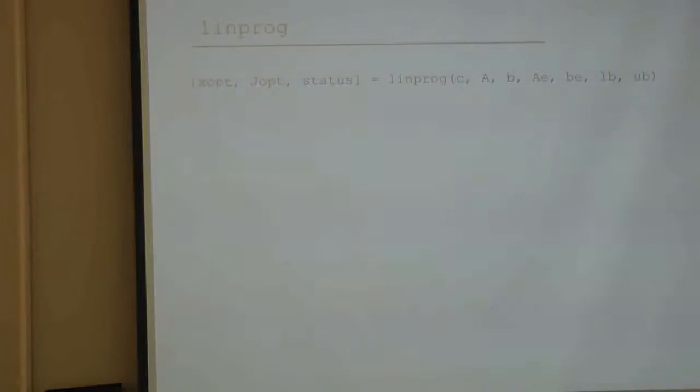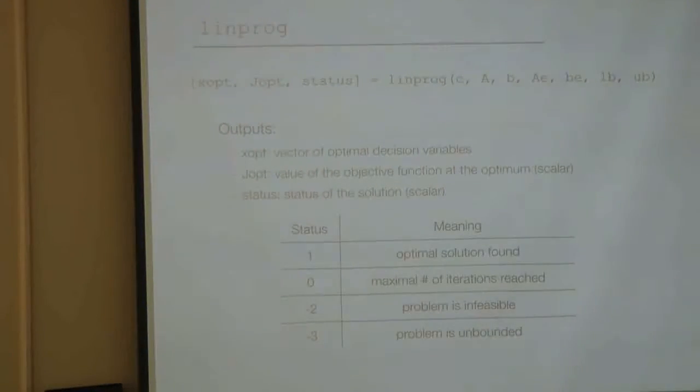And then linprog yields 3 output arguments, as you are probably familiar. We have the vector of optimal decision variables as the first output. We have the value of the objective function and the status, which says whether the solution was optimal or whether the maximal number of iterations was reached. Again, the simplex method could get into cycling, and we will cover that in the next lecture. So that's being indicated here. It could be that the problem is infeasible, meaning there is no solution to your problem, or it could be that the problem is unbounded. And we will see graphical examples of infeasibility and unboundedness in the next lecture.